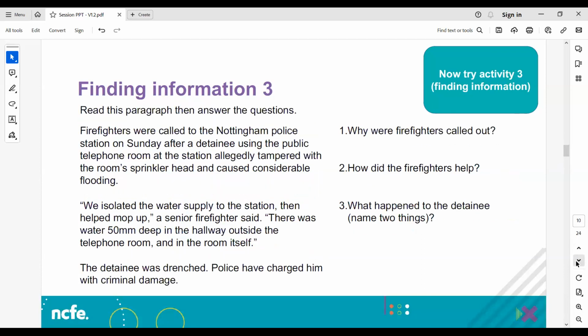Well done. So we've got one more here to read. Again, I'll give you a few minutes to read it. If you finish reading, then you can start looking at the questions.